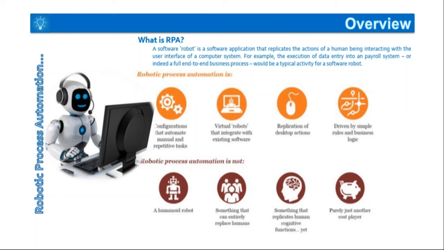Nor can it replicate the human cognitive functions. What are the cognitive functions here? On the fly, a human may think. That means unstructured data. Unstructured data is, for example, data from a PDF file, which a human can understand on the fly, but a bot cannot understand here. So basically, robotic process automation can be achieved through structured data.